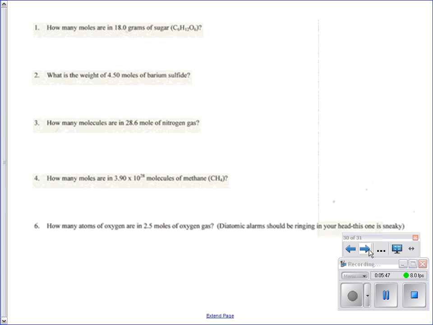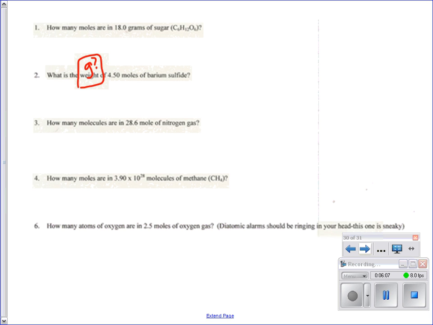So let's start out with number 2. Number 2, what is the weight? When I ask what is the weight, what am I looking for? What is the unit on that? Grams. So I am looking for grams. I always want you to somehow indicate in your problem what you're looking for. That way you don't have to go back and reread the problem 87 times to try to figure it out.